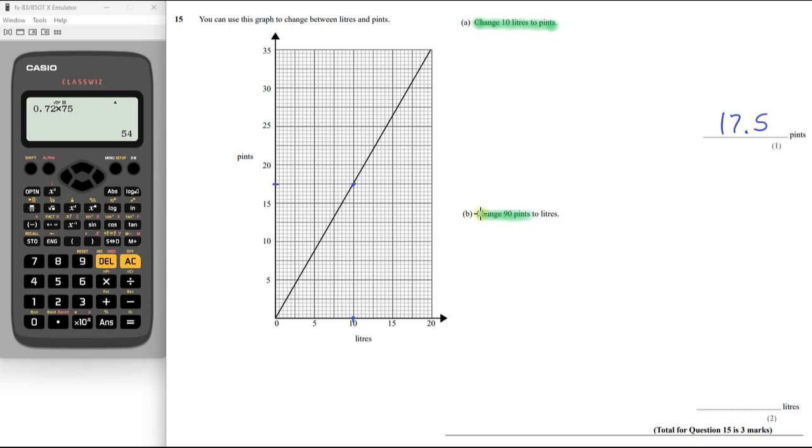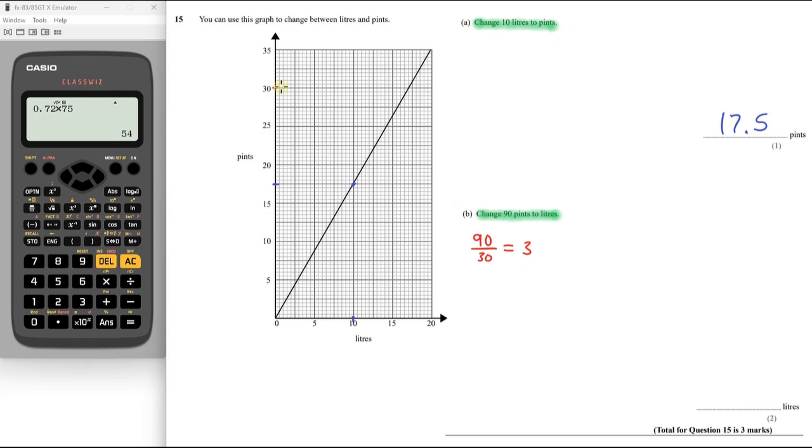Change 90 pints to litres. So this time we're going the opposite way round. So if we look along the pints axis, notice there is no 90 pints. So what we're going to do is, if we think about factors of 90, well, I can see that 30 is a factor of 90. So I'm going to read off from 30, but whatever my answer is, I can just times that by 3. Because I know that 90 divided by 30 is equal to 3.